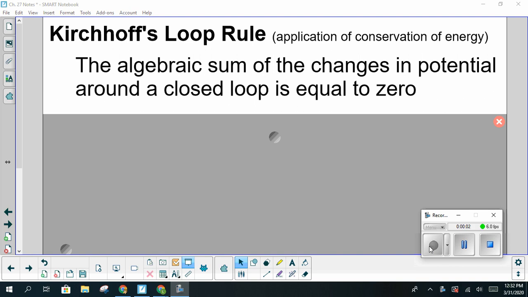This video is the first in two installments on Kirchhoff's rules. Kirchhoff's rules are just consequences of conservation of energy and conservation of charge. And so we're going to apply them in some simple circuits to start, and then the second installment will be a practice of a kind of a more complex circuit.